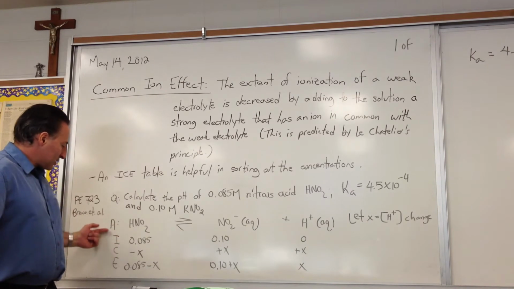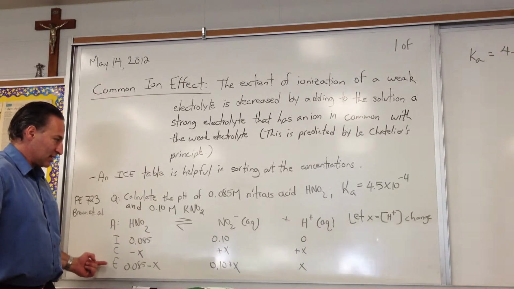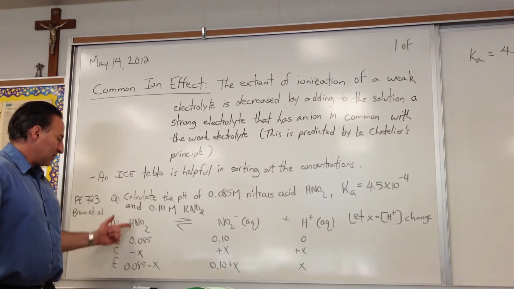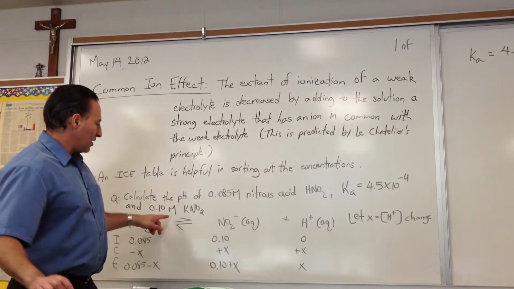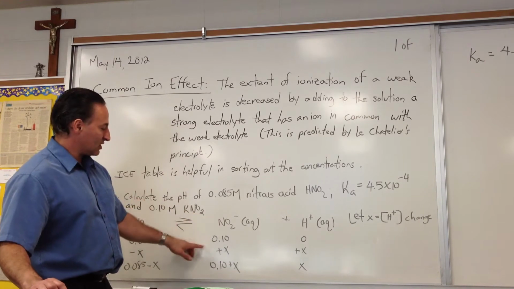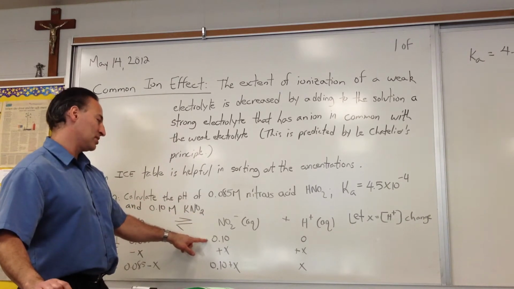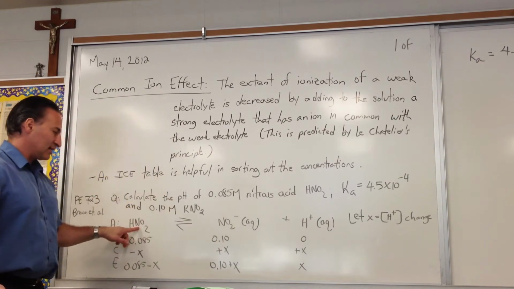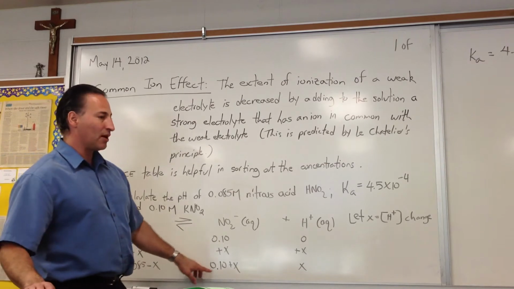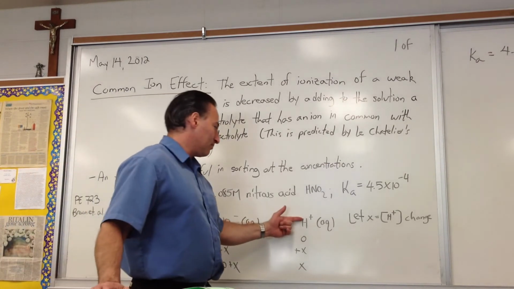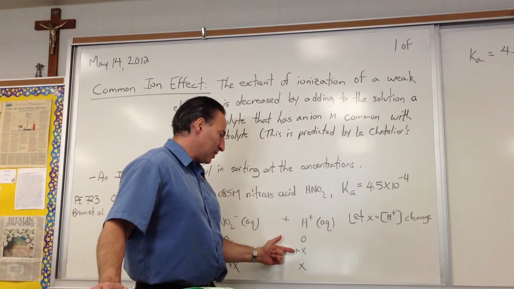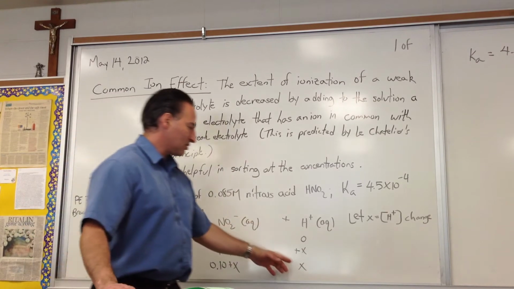Well, we start off with a 0.085. It's good to have an ice table in situations like this because it helps us sort out what all the concentrations are. We're going to assume an amount X of the nitrous acid dissociates, so at equilibrium we're going to have 0.085 minus X. Because of the presence of potassium nitrite, the nitrite concentration is going to start off at 0.1. It's not going to be 0, it's going to be 0.1. And an extra amount X is going to appear when the nitrous acid dissociates, so that at equilibrium we're going to have 0.1 plus X. And the proton concentration will be 0 at the outset, and an amount X will appear as the nitrous acid dissociates, so that at equilibrium we have X.